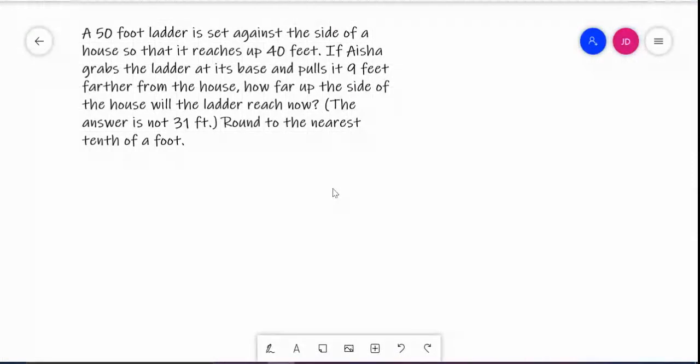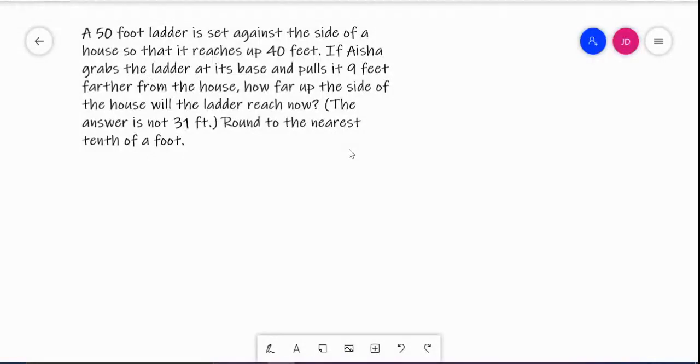Ooh, another ladder one. A 50-foot ladder is set against the side of a house so that it reaches up 40 feet. If Aisha grabs the ladder at the base and pulls it 9 feet farther from the house, how far up the side of the house will the ladder reach now? Okay, the answer is not 31 feet. Okay, round to the nearest tenth of a foot.